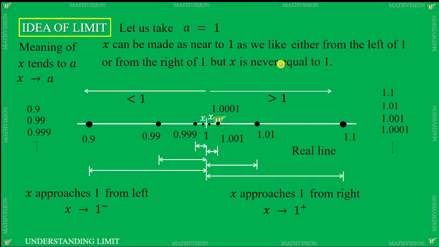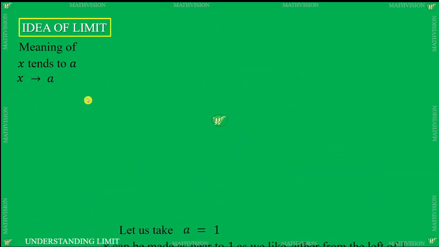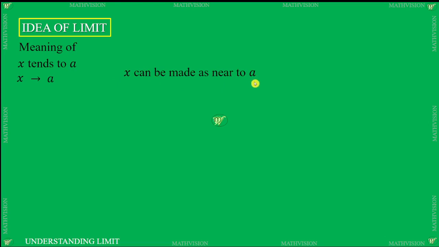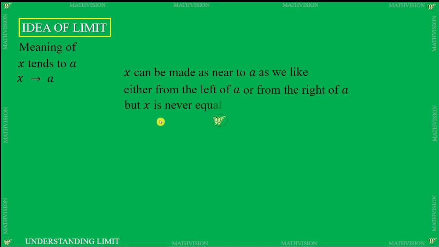Now we can generalize this to explain the meaning of x tends to a. The meaning of x tends to a is that we can make x as close to a as we like, but in all cases x is never equal to a. So we can write x can be made as near to a as we wish or as we like, either from the left of a or from the right of a, but x is never equal to a.